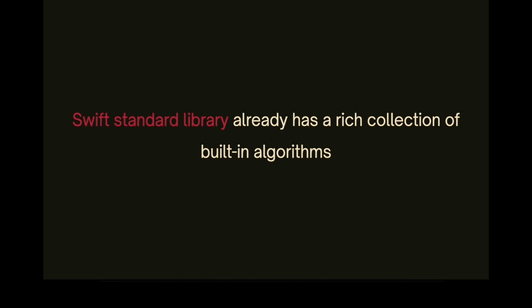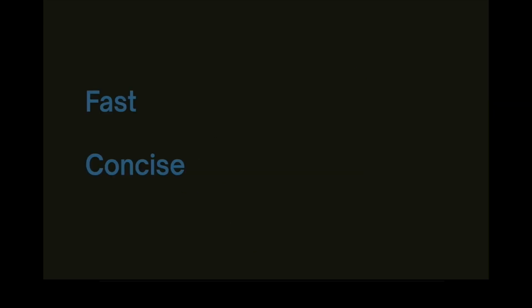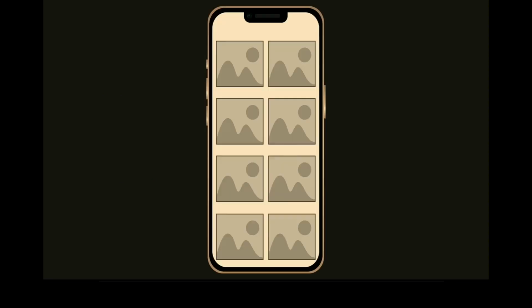So Swift's standard library already has a collection of built-in algorithms. It takes some time to learn them, but once you do, you'll find yourself using them all the time, pretty much. Algorithms are good for your code, like broccoli. They make your code fast and concise, among other benefits, but I find these two most important. And it's very likely you're already using algorithms in your code today. So let's see how many of them are hiding in plain sight.